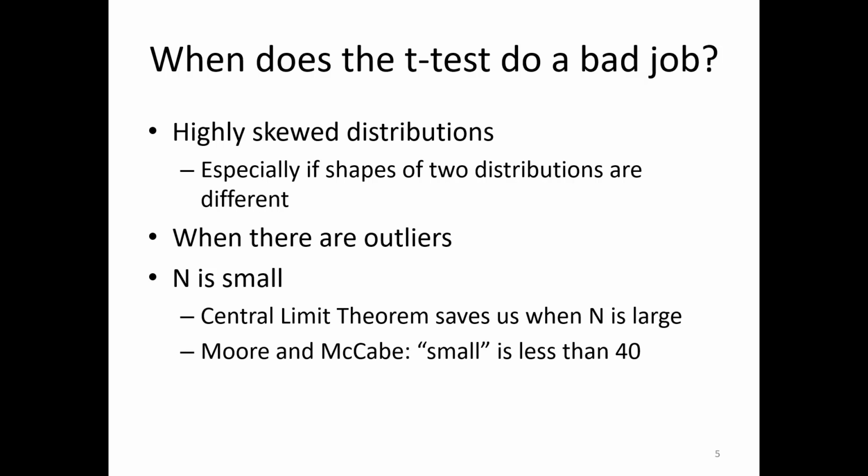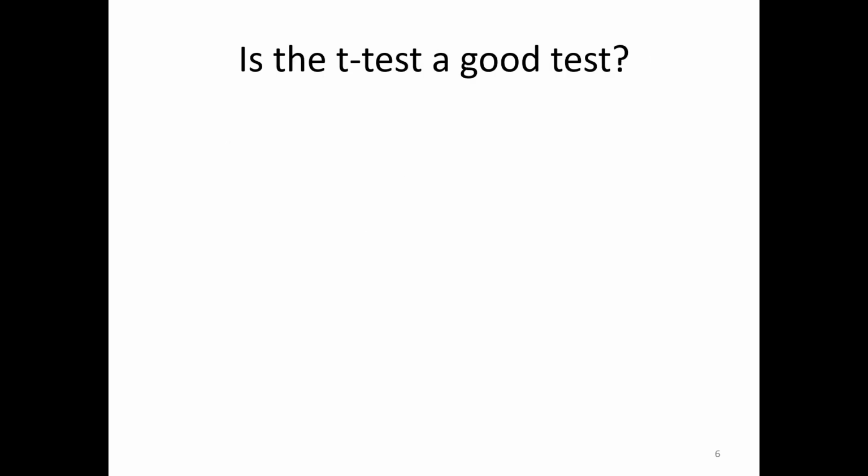This question about what is small, it really depends on what those distributions look like. Moore and McCabe, kind of a standard stats 101 book, says small is less than 40. That's again a rule of thumb. It really depends on what the distributions look like.